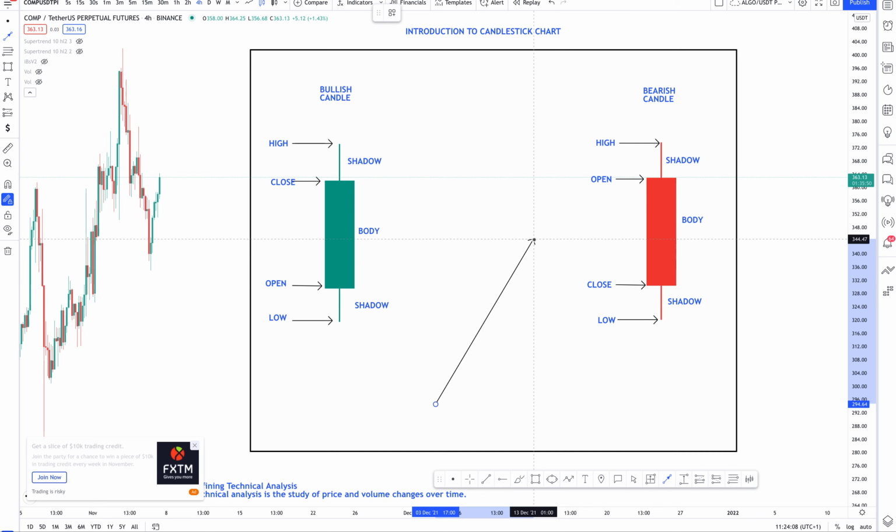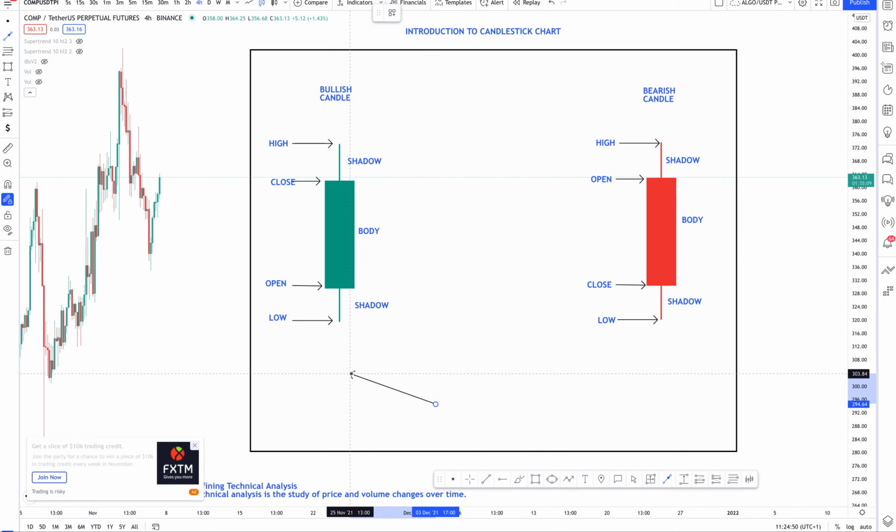Okay, and then we have the wicks, which are the highs and the lows. They tell you this was the highest point that price got to, and this is the lowest point that price got to. Same thing here, the highest price it got to, and then the lower part of it. It's based on the time frame also.